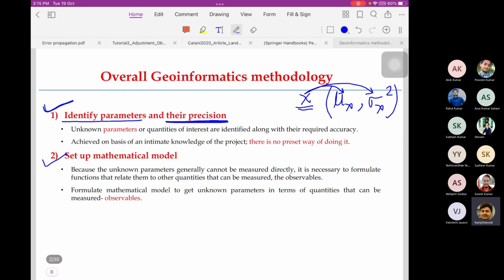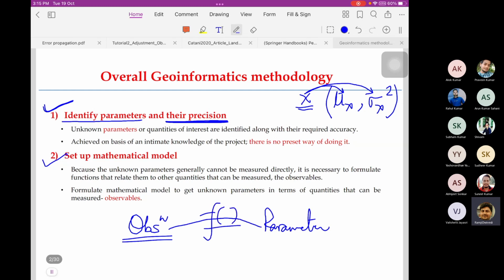Now, once you know that this is your observation which you have collected, these are your parameters which you have to estimate, you have to link these with a function model. Okay, this is what our objective is, because you cannot simply every time talk about, okay, this is the model, this is the equation which you just have to properly form it.